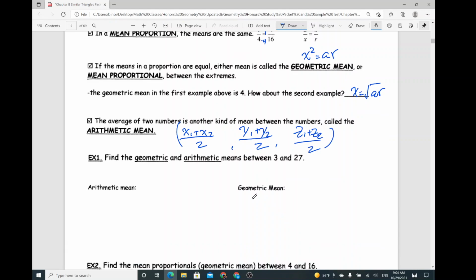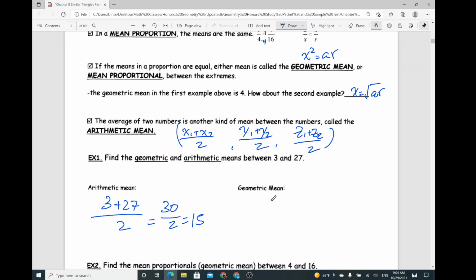Find the geometric and the arithmetic mean between 3 and 27. So the arithmetic mean means just combine those two numbers together and then divide by 2. So 3 plus 27 will be 30. So 30 divided by 2, we'll get 15.